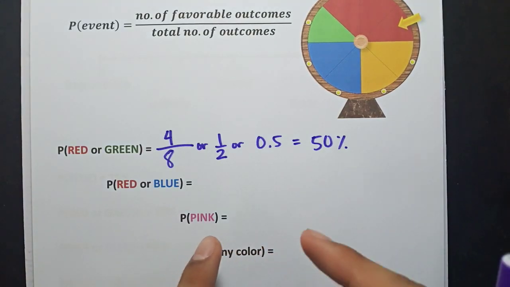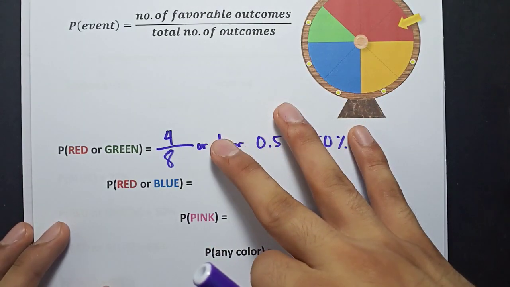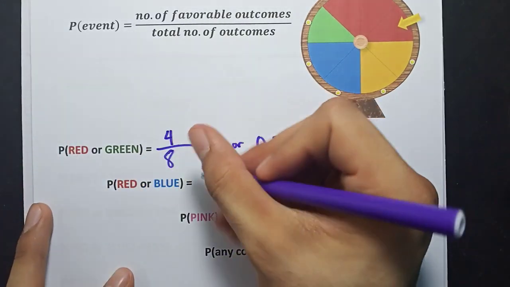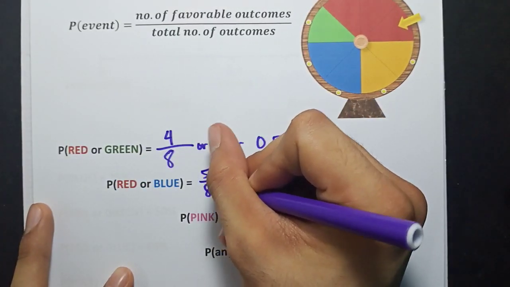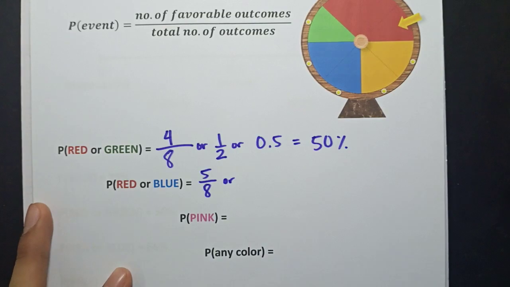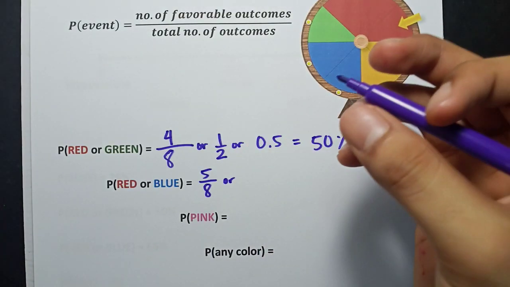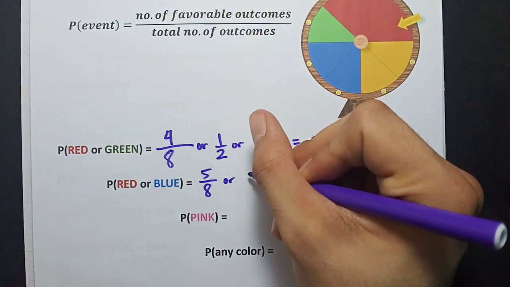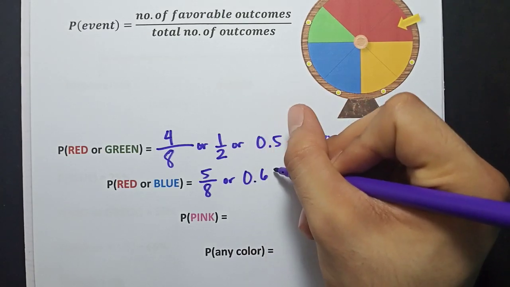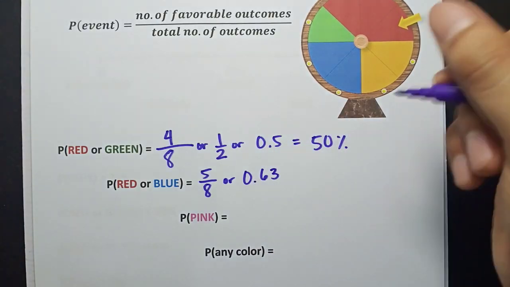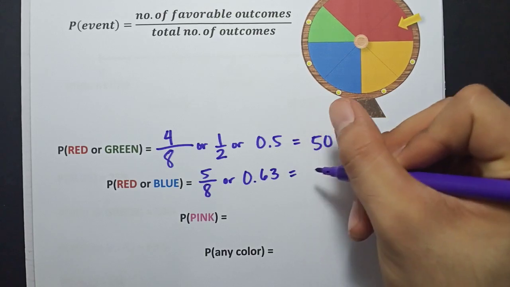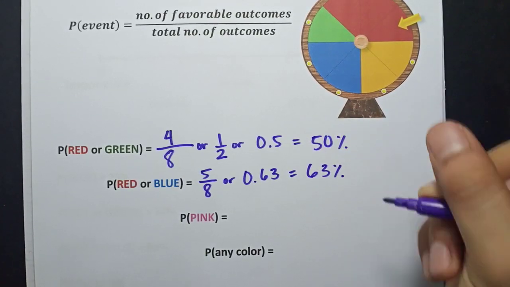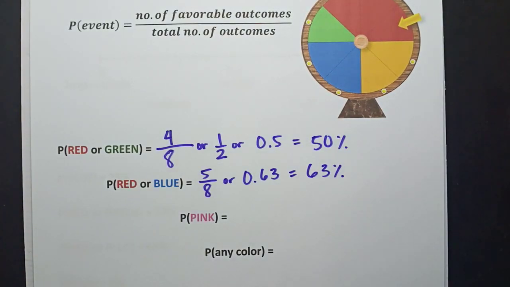Okay? Red or blue? Ilan ba yung red? 3. Ilan ba yung blue? 2. 5. So, 5 over 8, or 0.625, sabi ng calcu. Let's do it, 0.63, rounding up, equals 63%. Meaning, getting red or blue offers a 63% chance of winning.